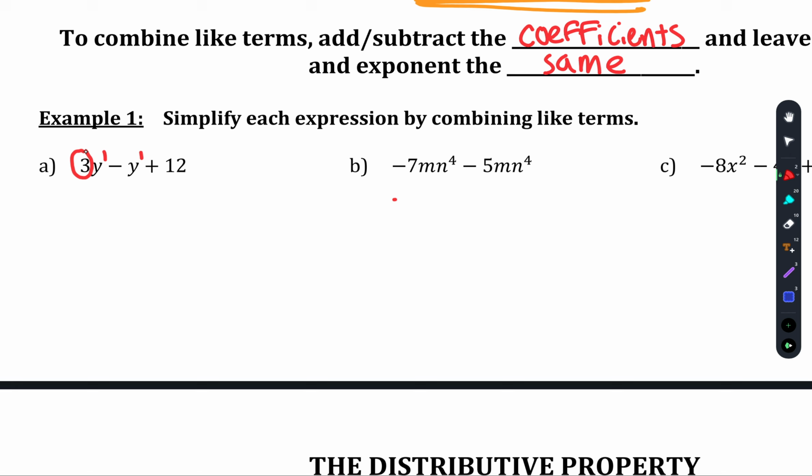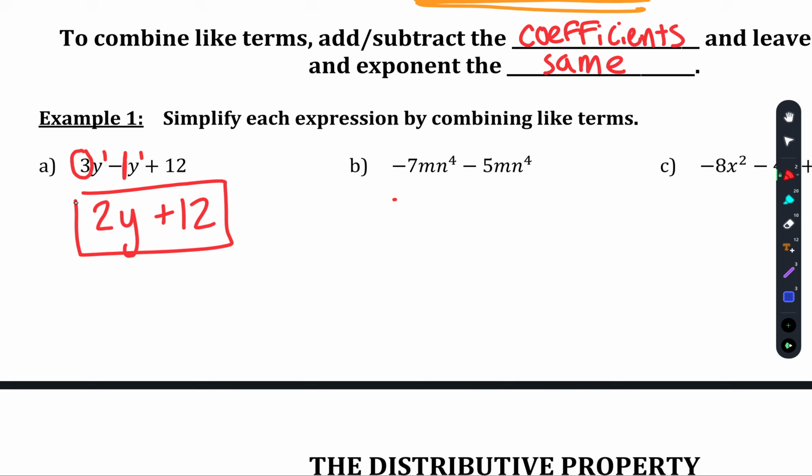James? Yeah, it's a 1 or a negative 1, technically, because there's a negative there, right? Because we can't see it, we know that there's an implied 1 in the front of that variable. So really what I'm doing here is I'm going to add up 3 minus 1 to get 2, and my variable stays exactly the same. The thing that's left over, that 12, has nothing that we can combine with, so it's just going to drop down. And that is the most simplified form of my expression.